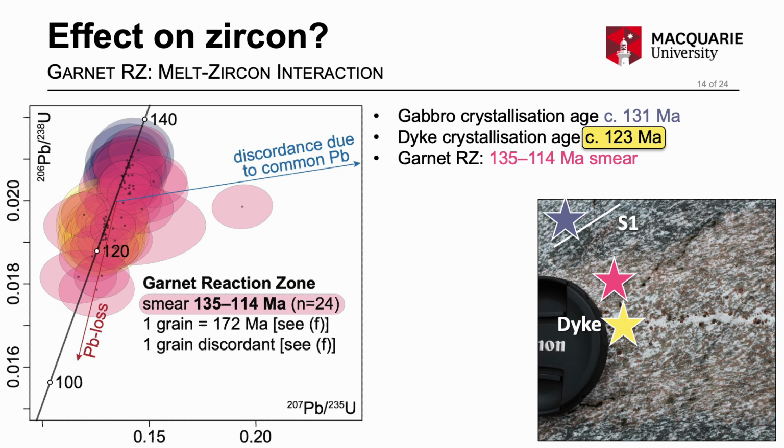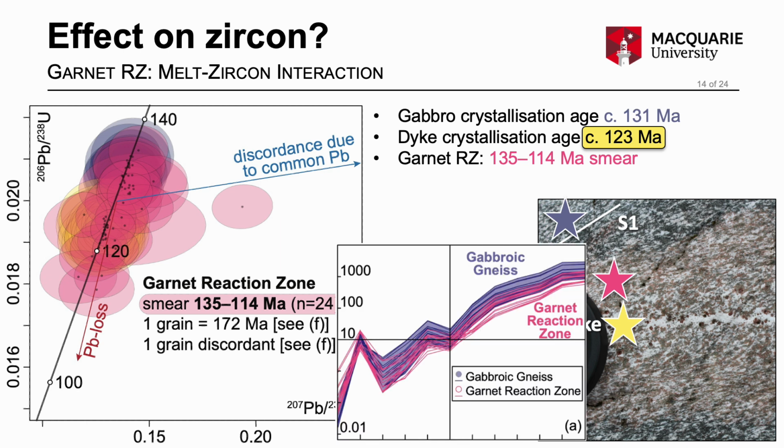Uranium-lead geochronology indicates that zircon in the garnet reaction zones have spot dates that are smeared over about 15 million years, between the ages of the original gabbro and the dikes. Rare earth element patterns of zircon from the garnet reaction zones overlap the precursor gabbroic gneiss data with subtle depletion in the heavy rare earth elements, again possibly due to the growth of garnet locally.